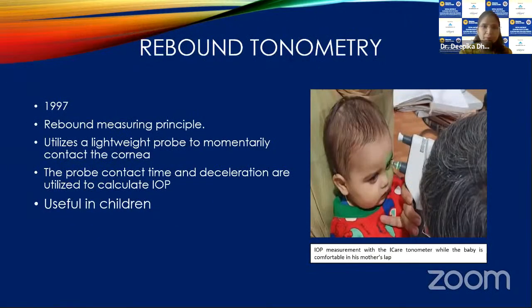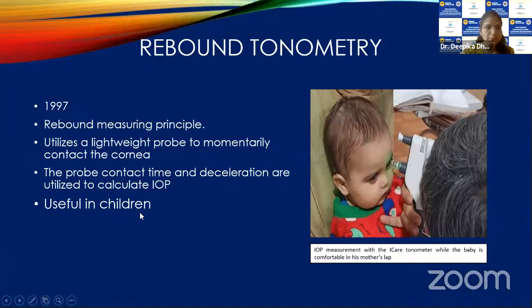Then there is the rebound tonometer, which uses a very small 1.8 millimeter plastic ball on a stainless steel wire. When the button is pressed, the wire is pushed over the cornea. It uses the principle that when the wire is pushed over the cornea, the speed of the wire decreases and deceleration occurs. So the probe contact time and deceleration are used to calculate intraocular pressure in this device.